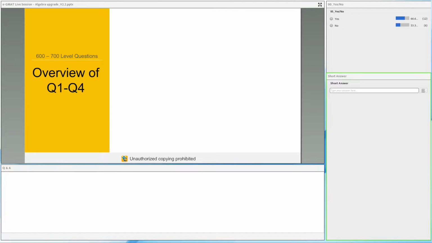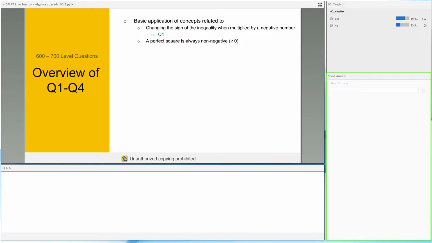With this, guys, we have come to the end of the first 4 questions, which were between 600 to 700 level, where you saw the basic application of the concepts. As you can see, whatever kind of questions that I have discussed was simply based on basic wavy line methods, nothing else. The only thing that you need to take care of is know how to change the signs. You should know that perfect squares are always non-negative integers which are greater than or equal to 0. We also learned how to use wavy line method, those of you who weren't aware of it.